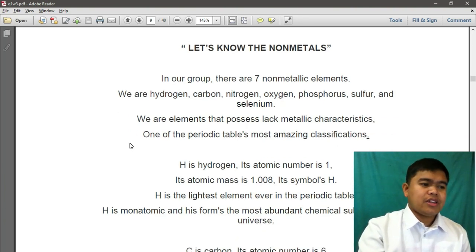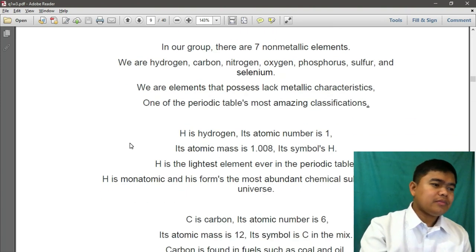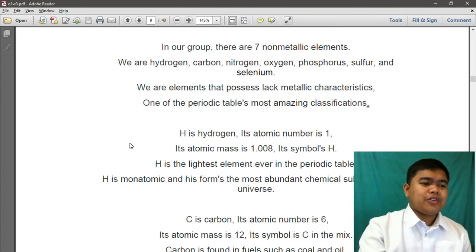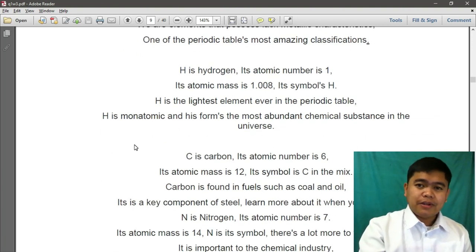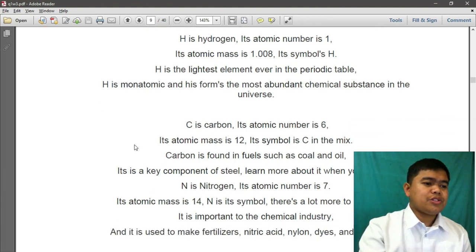H is hydrogen. Its atomic number is 1. Its atomic mass is 1.008. Its symbol is H. H is the lightest element ever in the periodic table. H is monatomic and forms the most abundant chemical substance in the universe. C is carbon. Its atomic number is 6. Its atomic mass is 12. Its symbol is C. Carbon is found in fuels such as coal and oil. It is a key component of steel. Learn more about it when you're able.